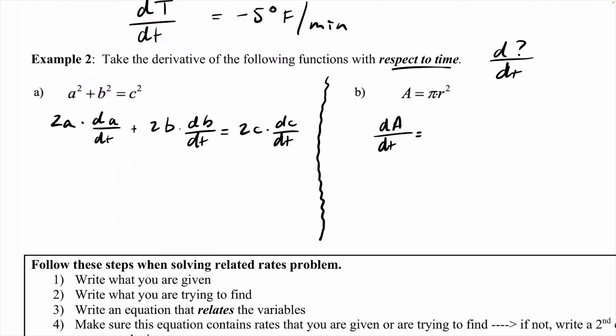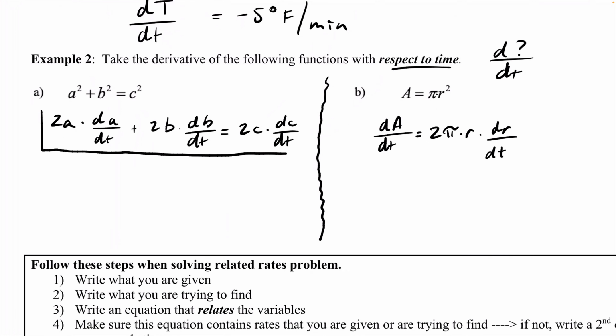So we move the 2 to the front. So you get 2 pi times r to the first power, right? Times, and what did we just find the derivative of? R. So it would be dr over dt. Okay. Those are each the derivatives.